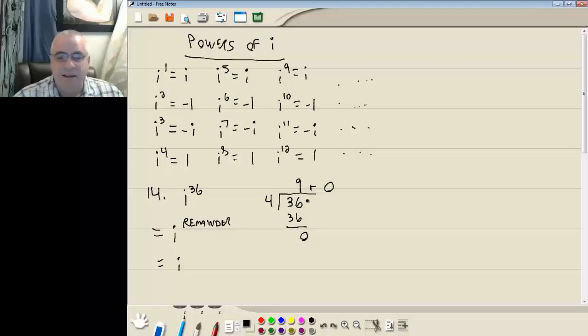Something like that. Okay, well, we said the remainder is 0. So I can rewrite that as i to the 0. And anything to the 0 power is 1. Now that's kind of the oddball one, because that isn't in our table. I didn't write down i to the 0.